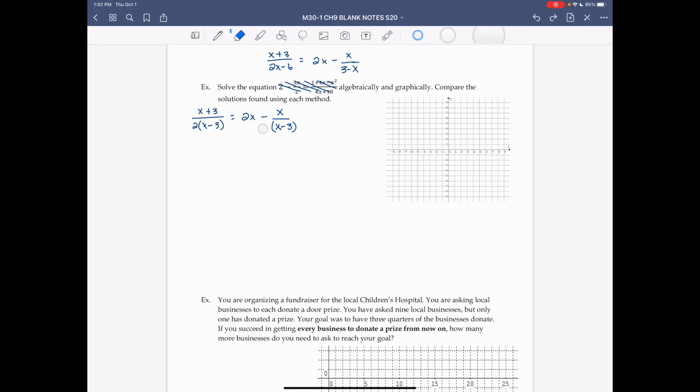If we multiply the first fraction by 2 times x minus 3, the 2x minus 3 on top divides to 1 with the 2x minus 3 on bottom, so we're just left with x plus 3. 2x times 2 times x minus 3 gives us 4x times x minus 3. And x over x minus 3 times 2x minus 3. The x minus 3's divide to 1. We're left with plus 2x.